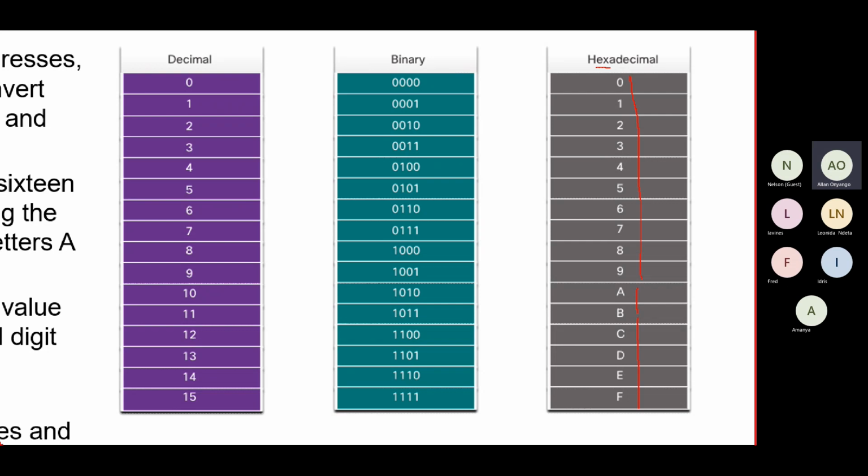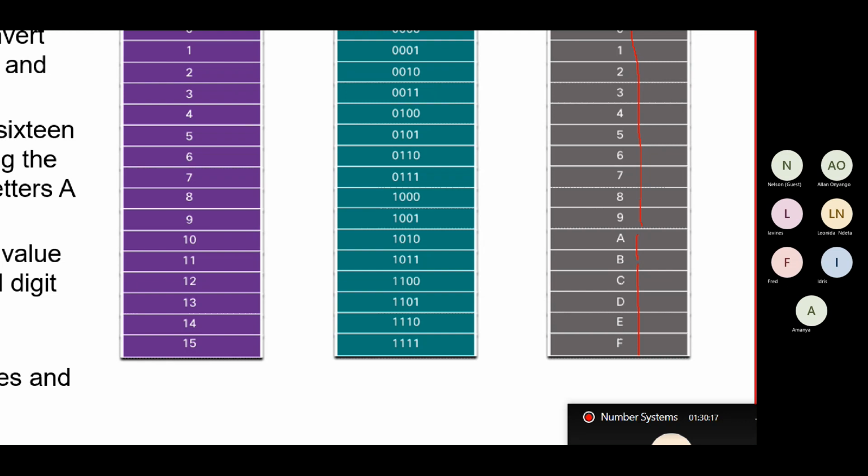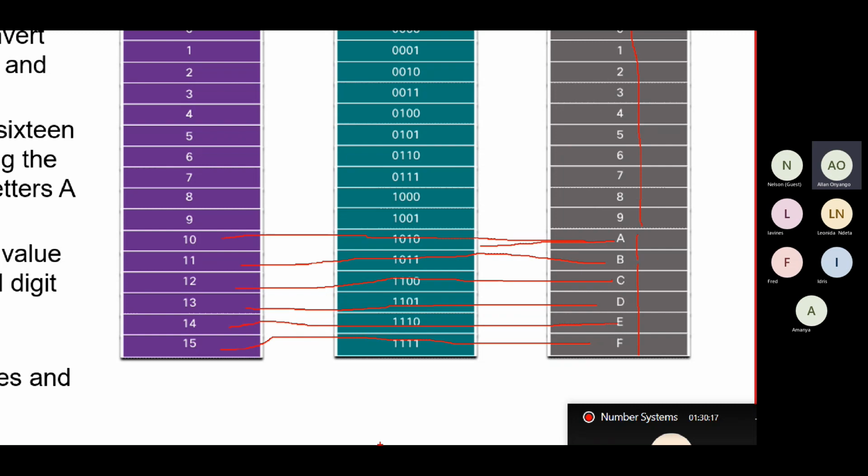Whereby A normally represents 10, okay? So A represents 10, B represents 11, C represents 12, D represents 13, E represents 14, and F represents 15. That needs to be understood, my friends.